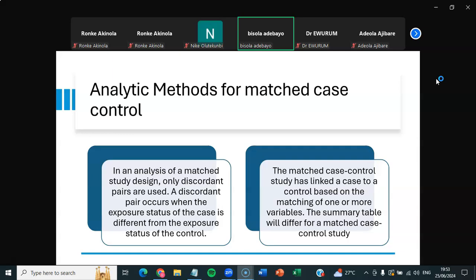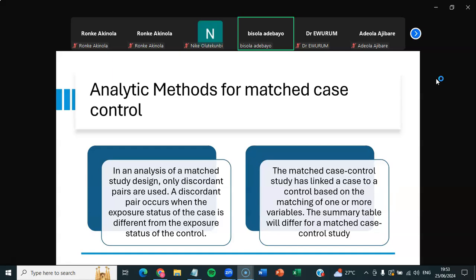So if I have a case, someone with lung cancer, and a control without lung cancer: if they are concordant, that means both of them smoke. If they are discordant, that means one of them smokes and the other does not. It can be either way, it can be the case or the control. So that's what we mean by a discordant pair.